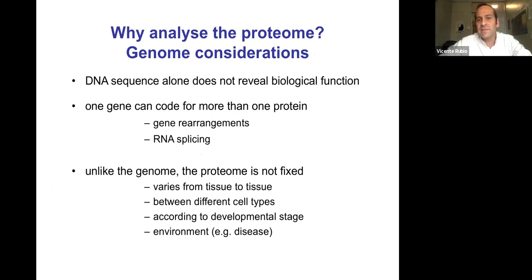Right. And then about why we study the proteome. Well, because the DNA sequence does not reveal all the biological function by itself, because one particular gene can produce many different products at the protein level, because alternative RNA splicing can occur. So different isoforms of the same protein can be produced.